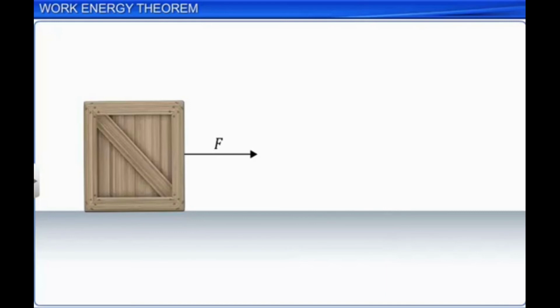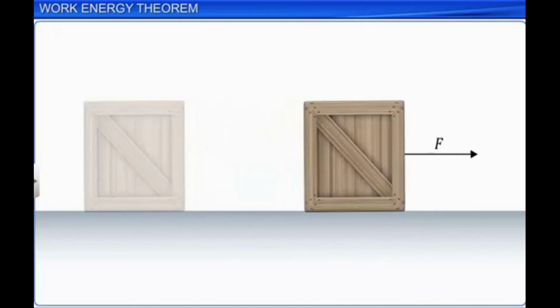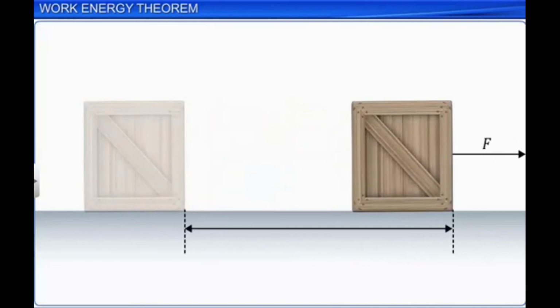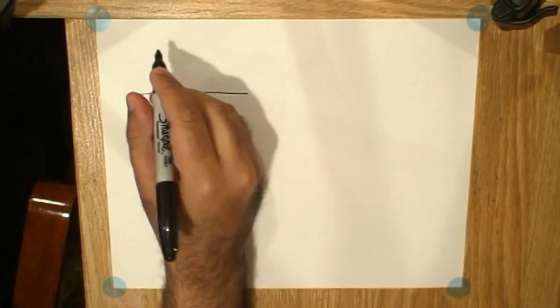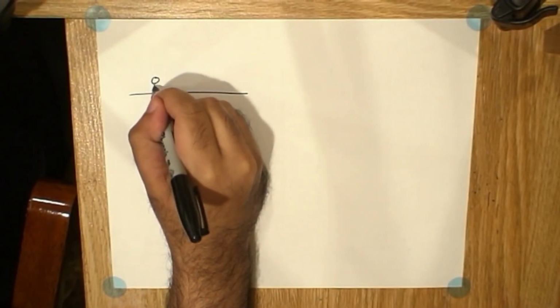When we are solving for the work performed by a single force, this definition of work will serve us nicely. Consider this situation. An object sits on a frictionless floor. You push it with 5 newtons of force. Your force is parallel to the floor. The object moves 2 meters. How much work did you do? Let's start by drawing a picture.